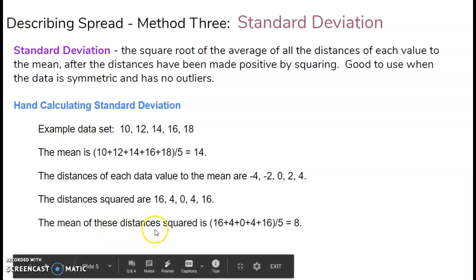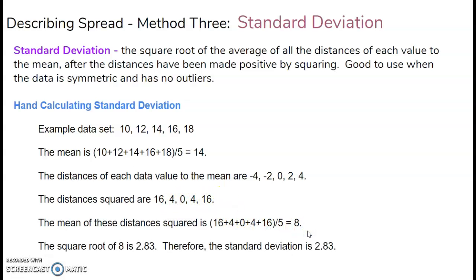Now the mean of all of these distances squared. So I add all of these up, divide by 5, and I get 8. Finally, I take the square root of that, and it's 2.83. Therefore, the standard deviation is 2.83.